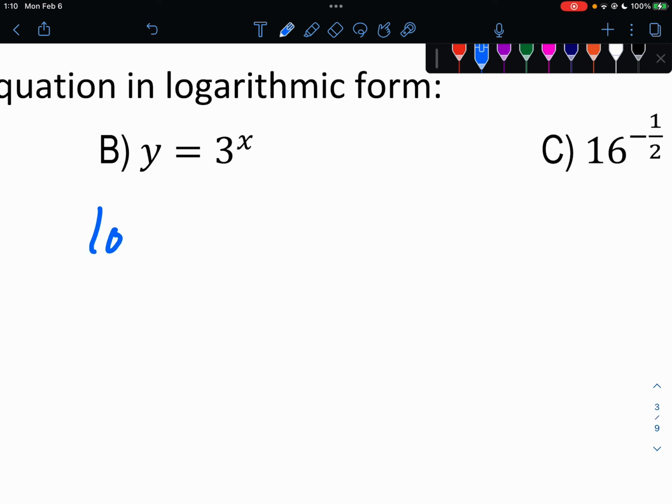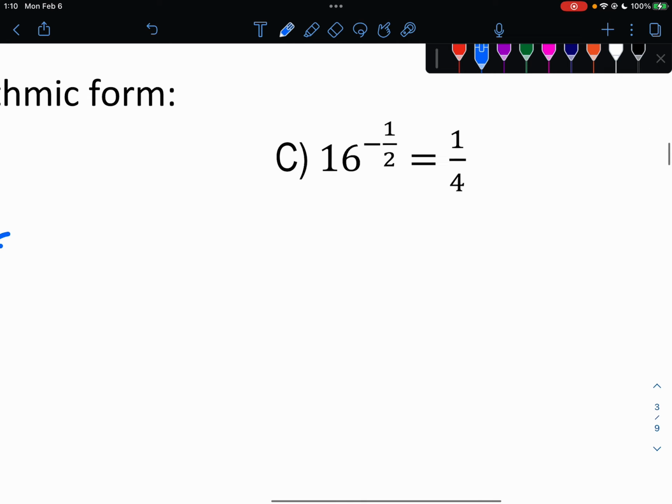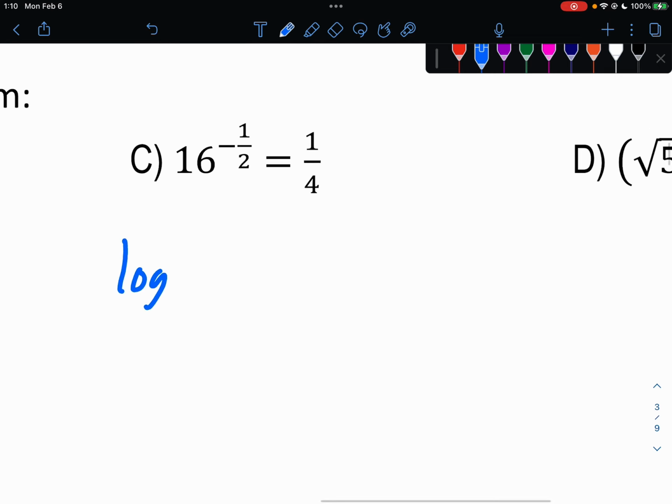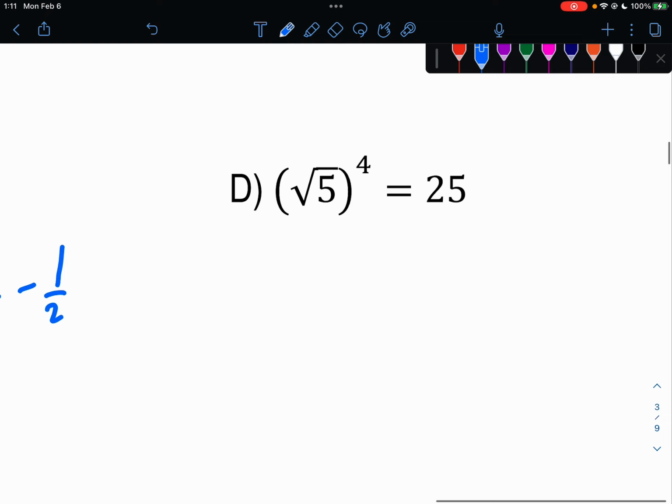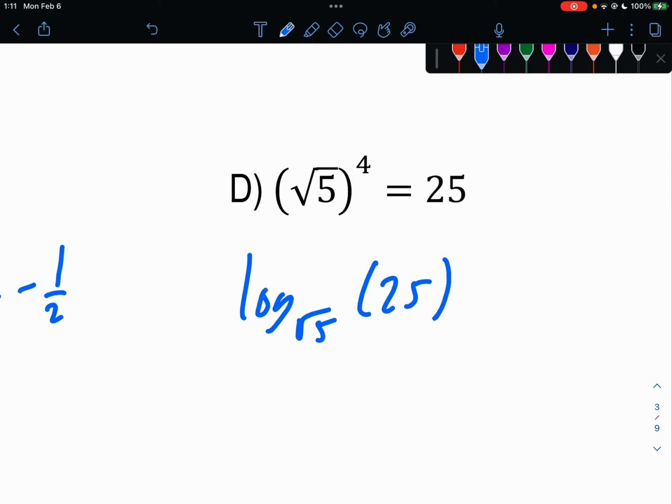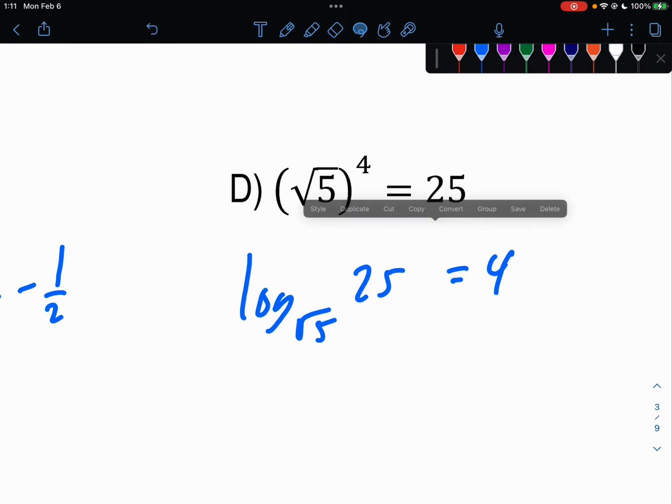Second one, log base 3 of y equals x. Third one, log base 16 of 1/4 equals negative 1/2. And last one here, log base root 5 of 25 equals 4. I don't know why I put parentheses there. You don't need those there. If you put them, it's fine, but they're not necessary.